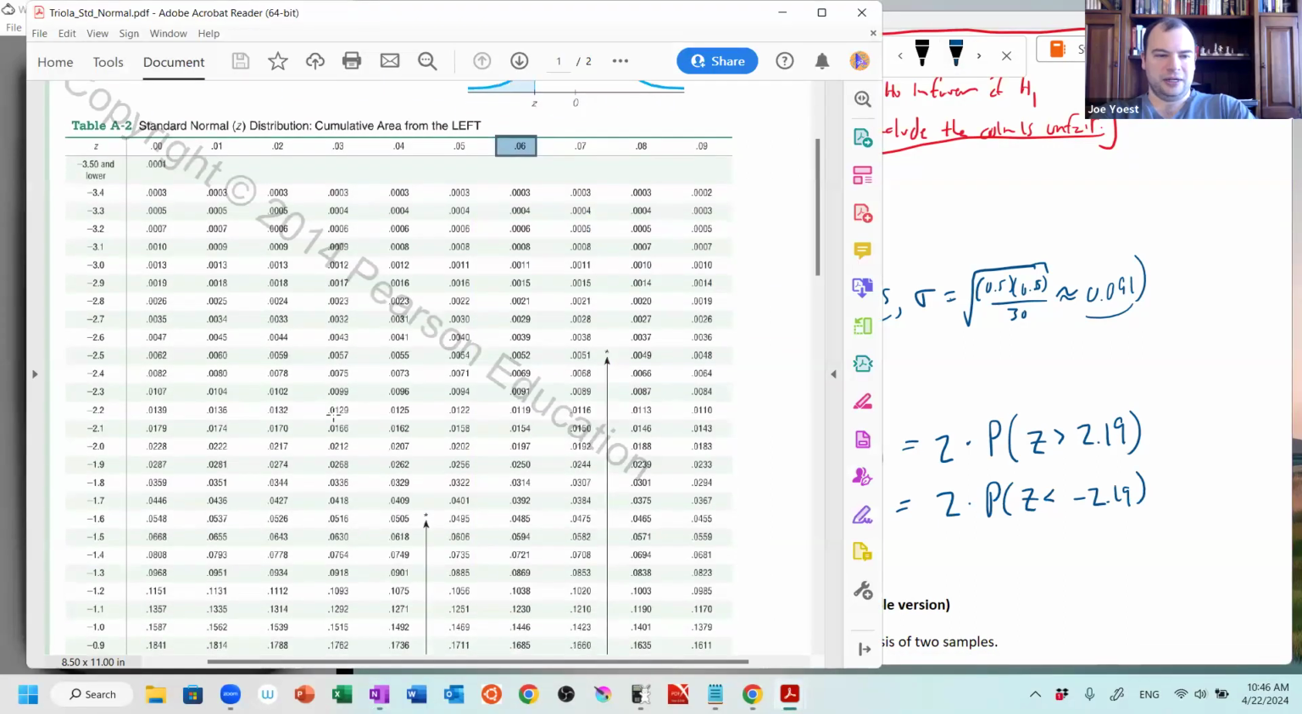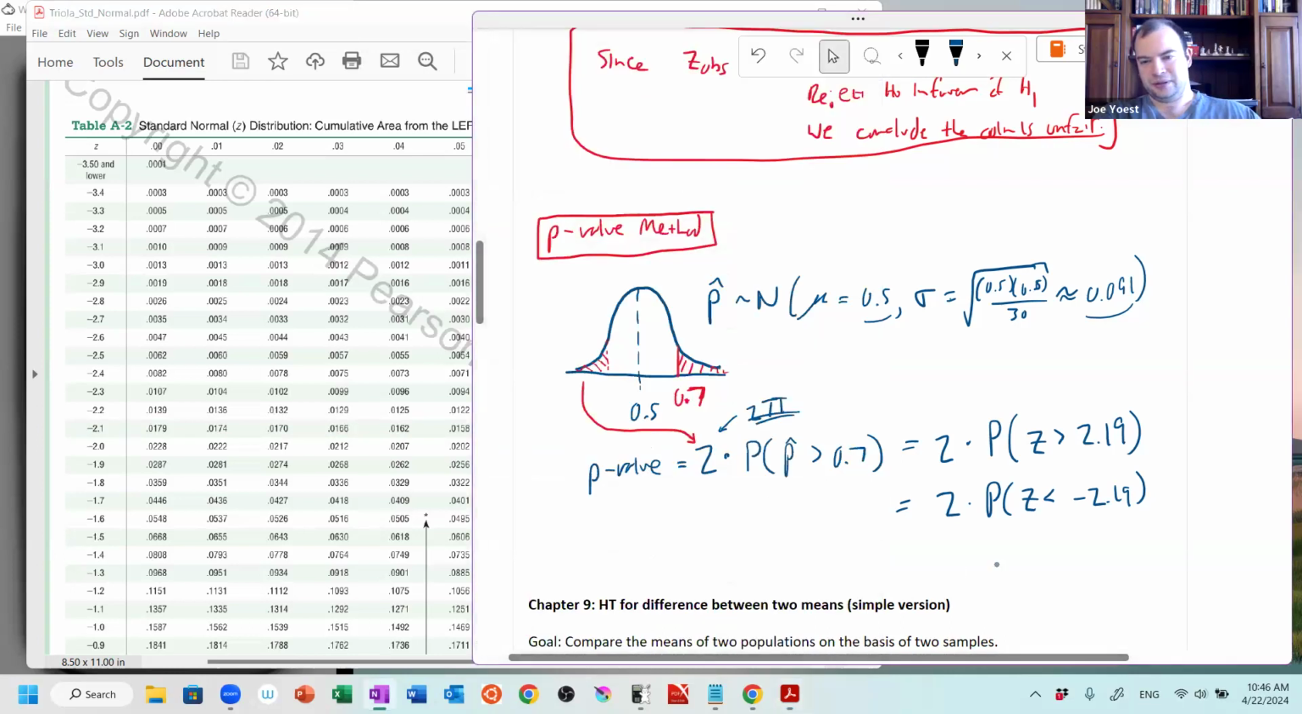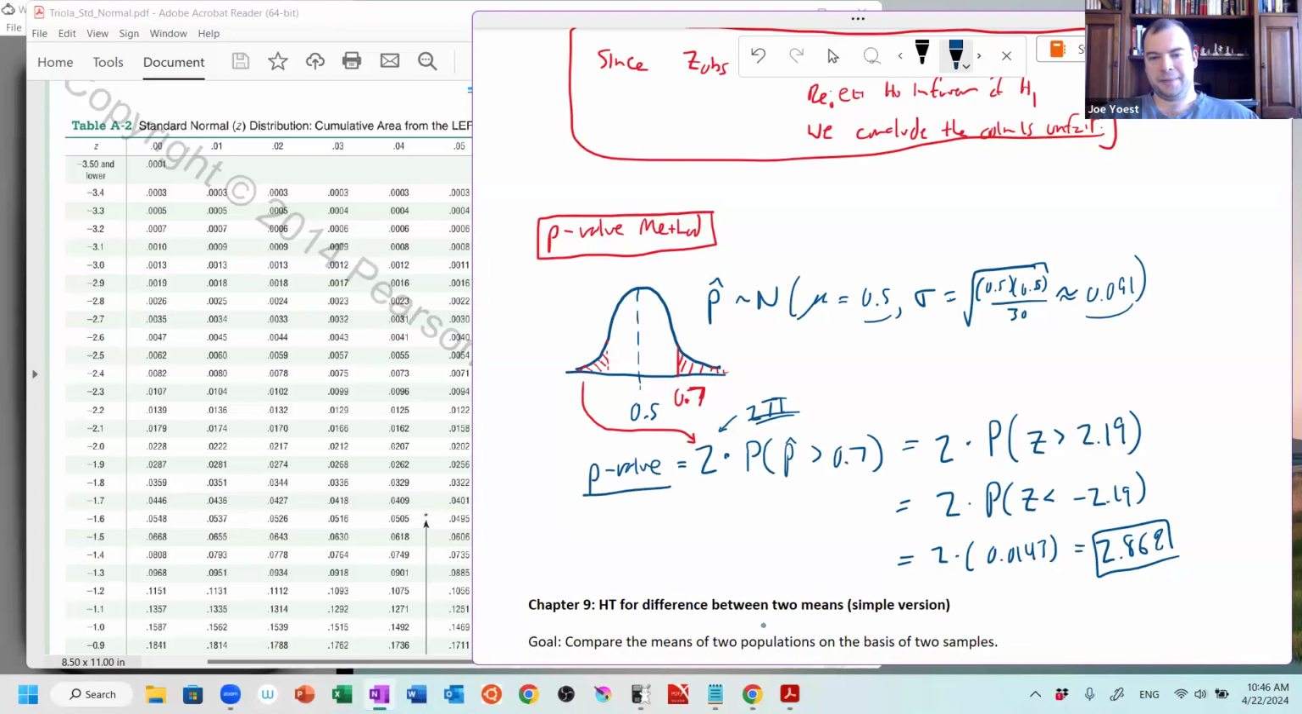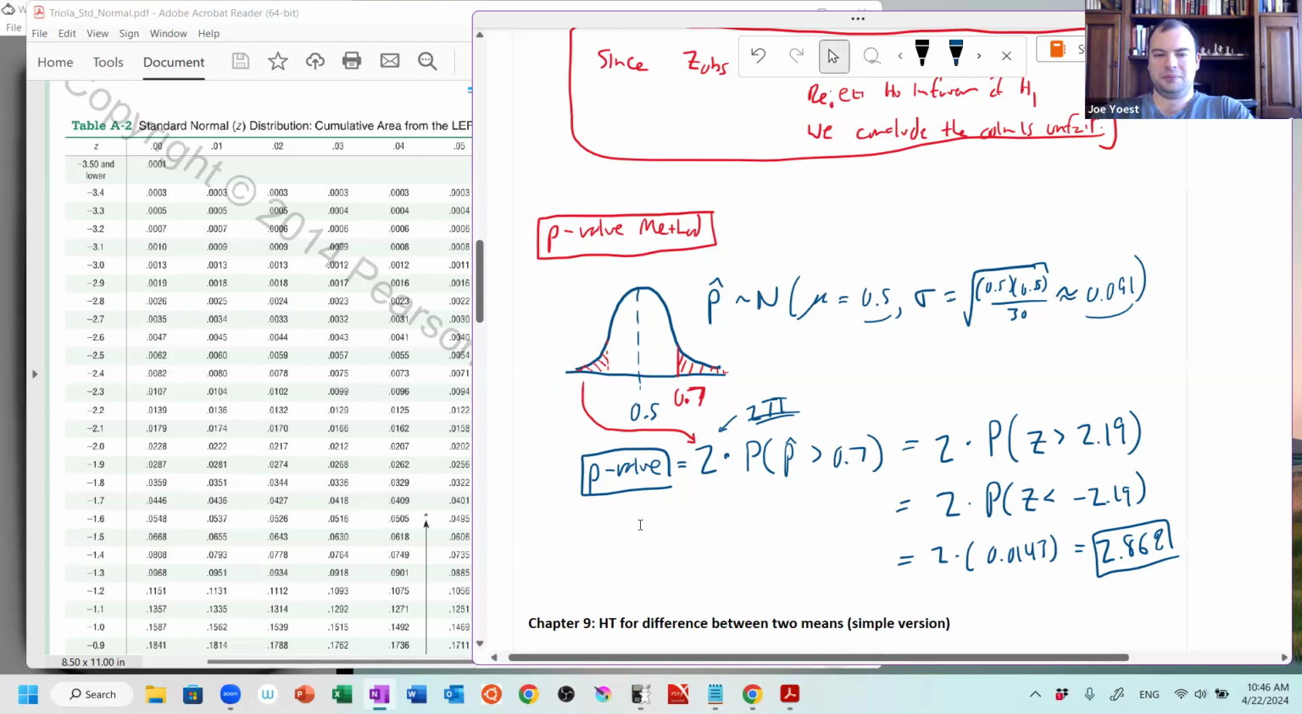And I'm looking for an index of negative 2.1. Here in this row, with 9/100ths, it's 0.0143. So 1.43% times 2 is about 2.86%. That is my p-value. That's my p-value for this sample.